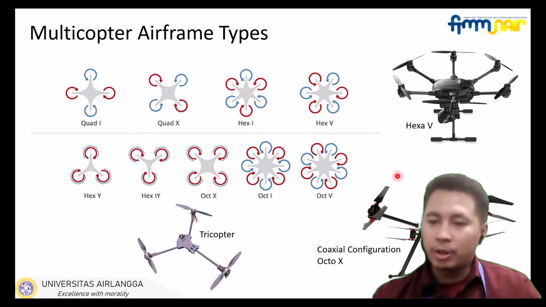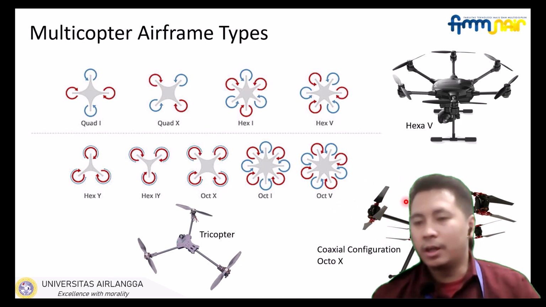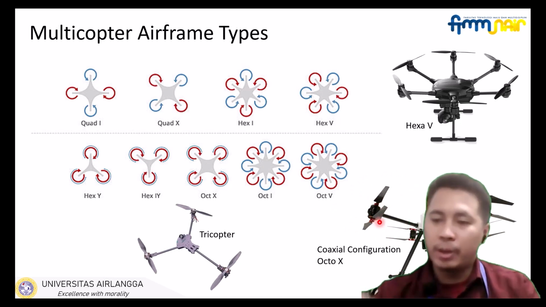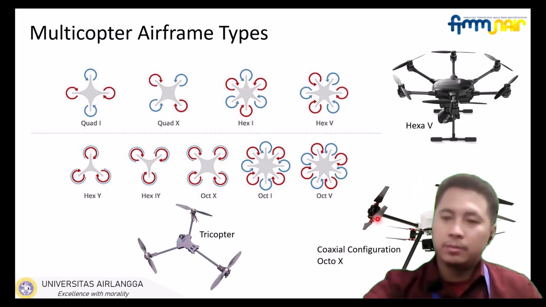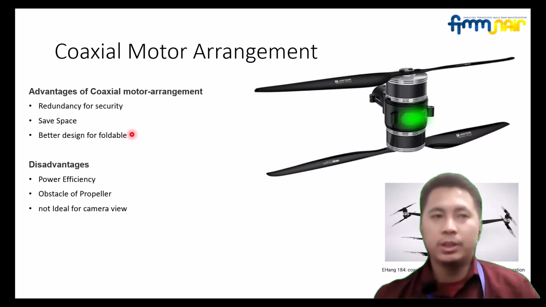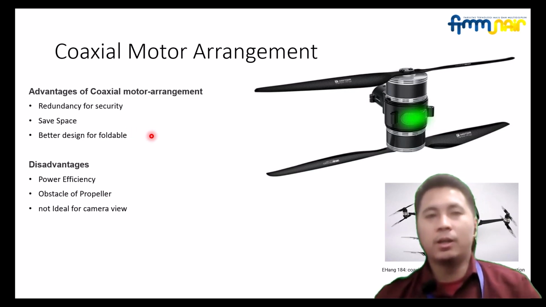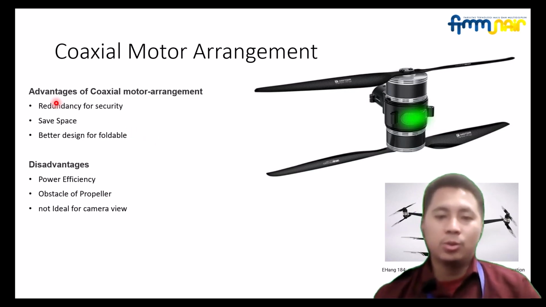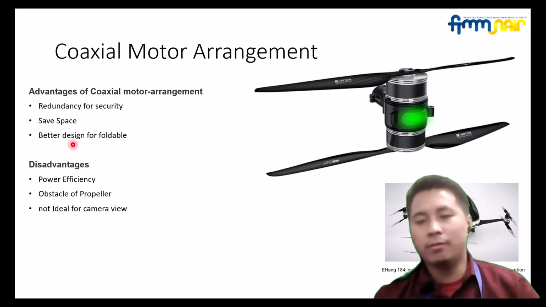So this is an example of a coaxial configuration. There are two rotors put on the same axis, up and down. Let's take a closer look at the coaxial motor arrangement. The advantage of the coaxial motor arrangement: first is redundancy for security. If one motor fails, the aircraft can still maintain balance in the air and land safely. It also saves space, and using coaxial motors can create a better design for folding.